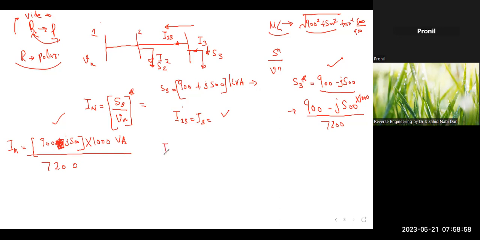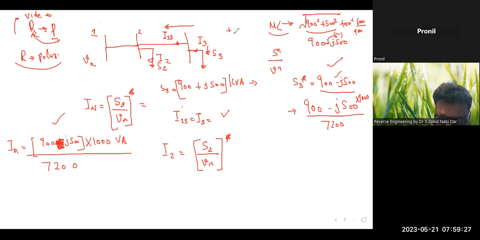In order to calculate I2, again, we have to go for S2 by Vn conjugate. Now, for some odd reason, in your solution, what your sir has given, he has written 900 plus j500 instead of minus here. That I did not get. It should be minus. In your module, he has written plus. It should be minus. You are getting my point.